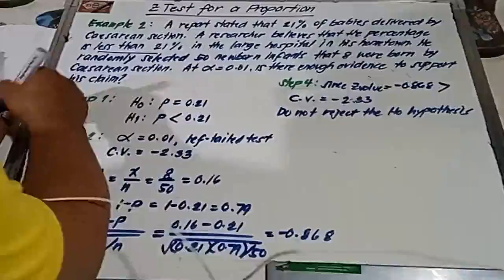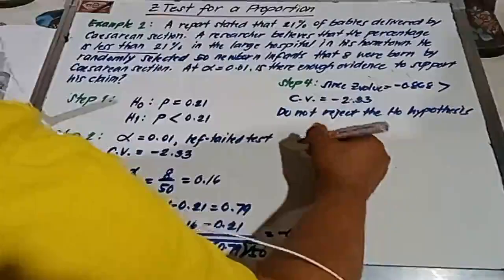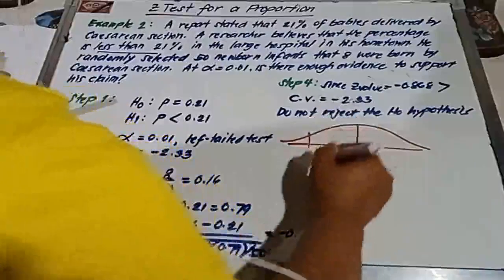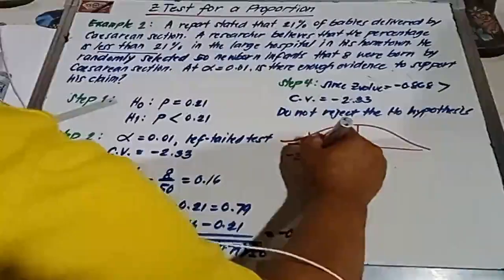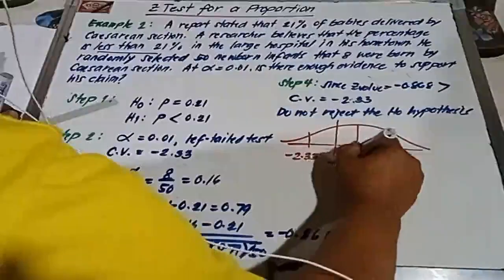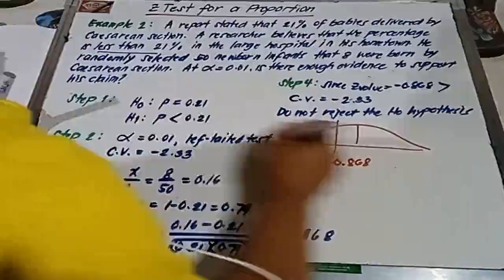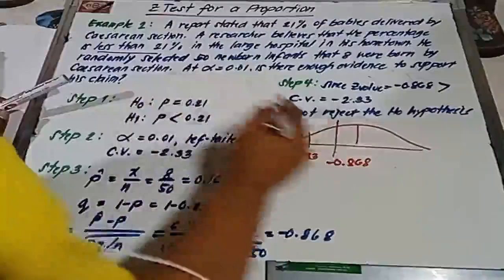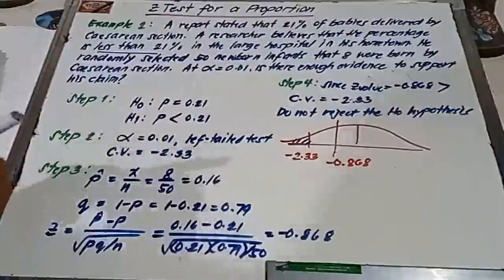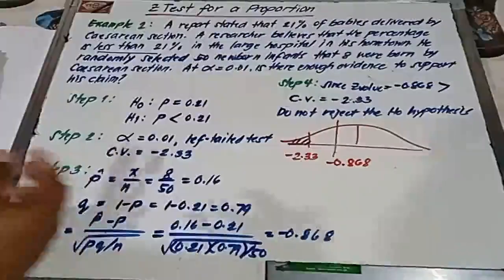Okay, nandito siya. Ito yung negative 2.33 na andito pa yung ating z-value, negative 0.868. Okay? So, ito yung ating rejection region. Wala siya sa rejection region, so tama lang, i-accept natin yung null hypothesis.